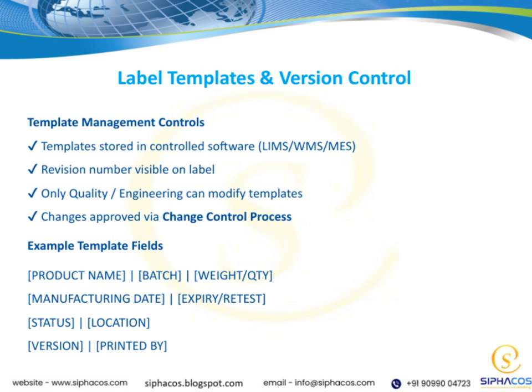Now, regarding the template fields, they're designed to include key product information at a glance. For example, you might see fields like product name, batch number, weight or quantity, manufacturing date, and expiry or retest date. Additional fields include status, location, version number, and who printed the label. All of these elements work together to ensure our labels are accurate, consistent, and compliant, which ties back to our overall goal of quality assurance and traceability throughout the process.